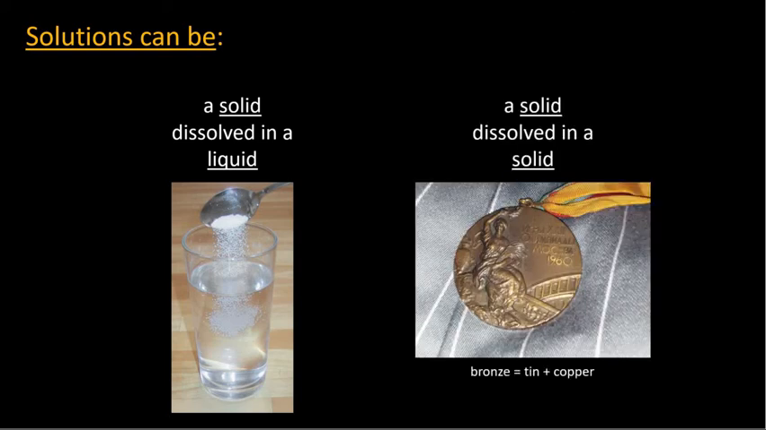Now, you also can have a solid dissolved in a solid. And this is where you're going to have an alloy, which is a mixture of metals. Alloys are really the most common type of solid dissolved into a solid. And an example, as it shows, is bronze. This is an Olympic medal from 1980. It is just a mixture of tin and copper. Okay? The tin and copper atoms are not chemically combined, they are simply next to each other, and we call that bronze.